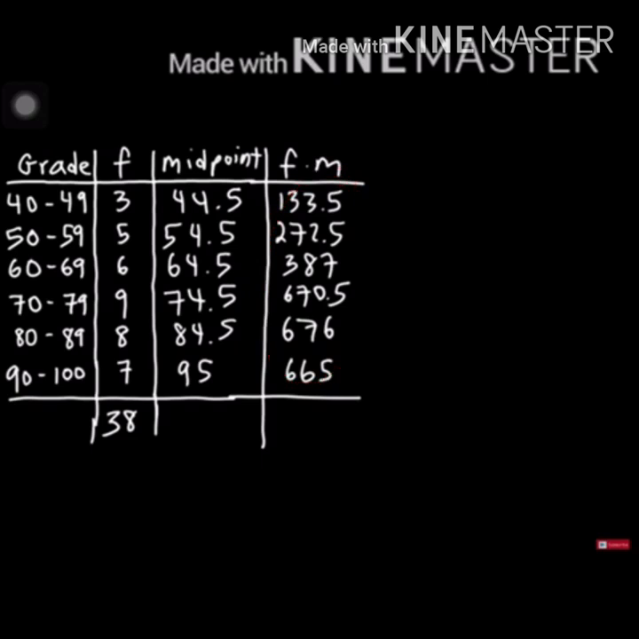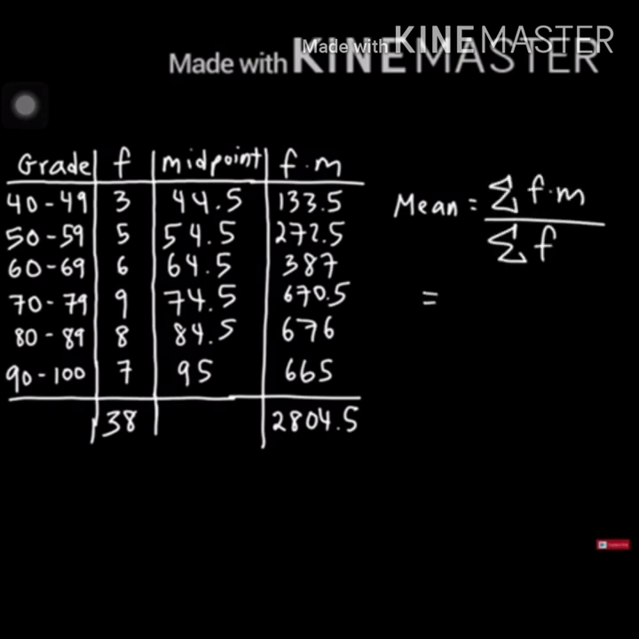So now let's take the sum of this column. So go ahead and add those numbers using the calculator. The total would be 2,804.5. So now we can calculate the mean. It is going to be the sum of the FM values divided by the sum of the frequency values.